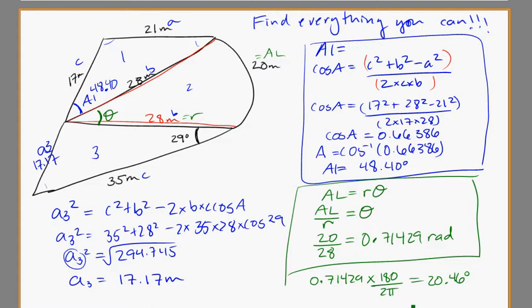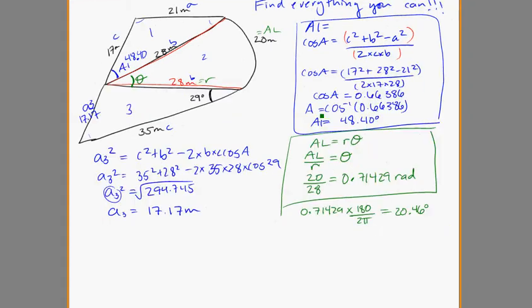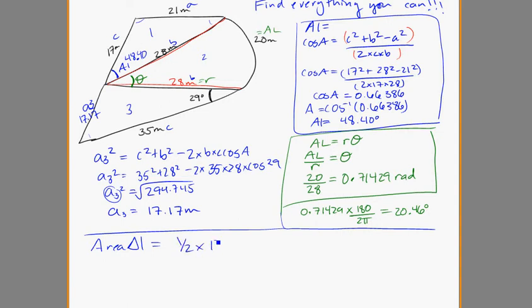Some of the other bits that we could possibly solve for, as exampled here with the angles. So let's look at some areas. We can also find the area of these bits. So let's go for the area of triangle 1. And remember, you have to use a side angle side sandwich there, so that's 1/2 times 17 times 28 times sin of 48.4 degrees. Plug it in a second.